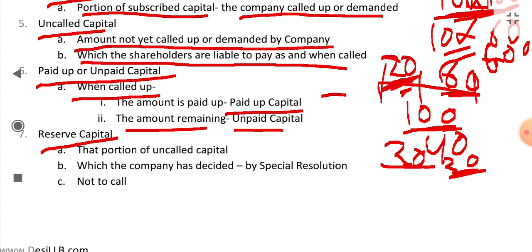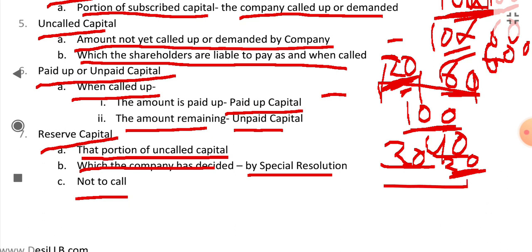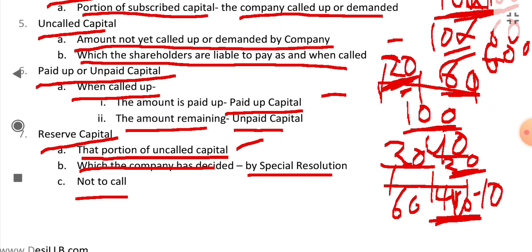What is reserve capital? That portion of uncalled capital which the company has decided by special resolution not to call. Till now we have called 20, then after that 40, total is 60. 60 has been called up, and the remaining is 40. This amount has not yet been called. By special resolution the company says that out of this uncalled capital of 40 rupees, it will never call 10 rupees. It can call 30 rupees at any time, but it will not call the 10 rupees. In that situation these 10 rupees will be called reserve capital.